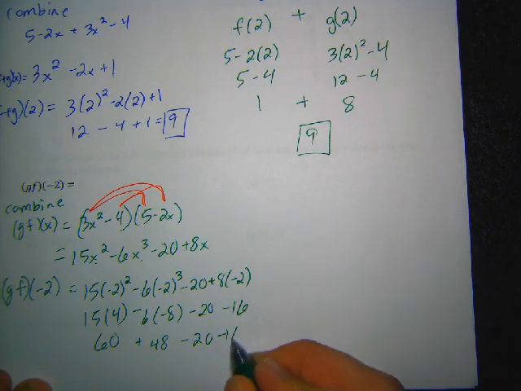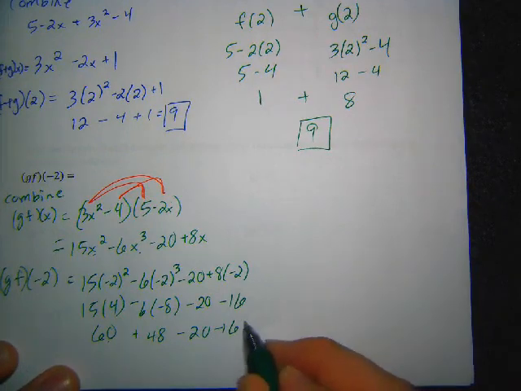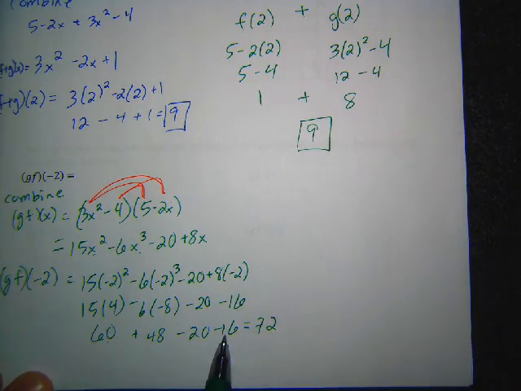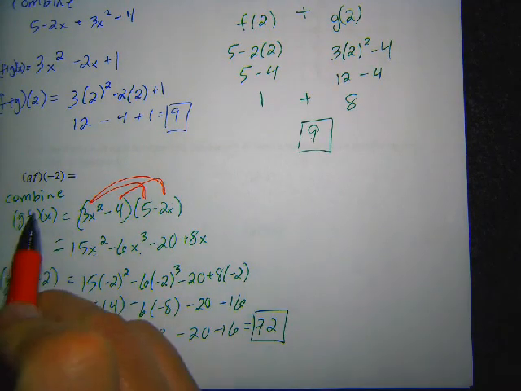6 times 8 is 48, and a negative negative makes a positive. Minus 20 minus 16. So now if I combine those, I get 60 plus 48 is 108, minus 20 is 88, minus 16 is 72. Let me double check myself. Yep, so I get 72. That's what I get. That's the combine first method.